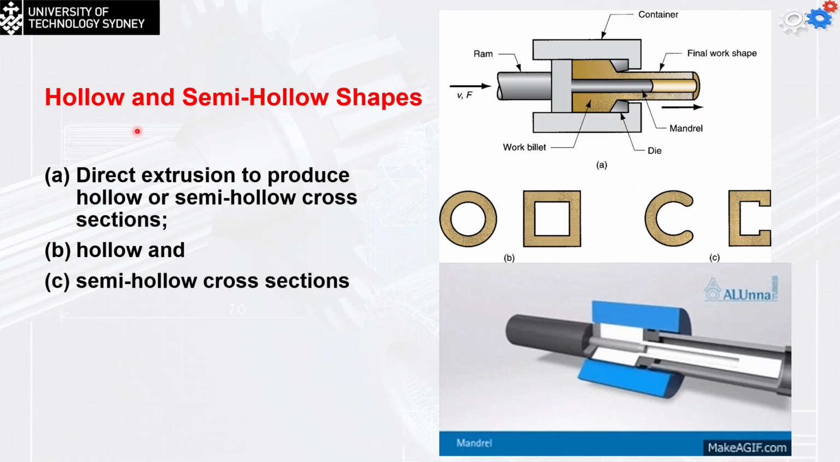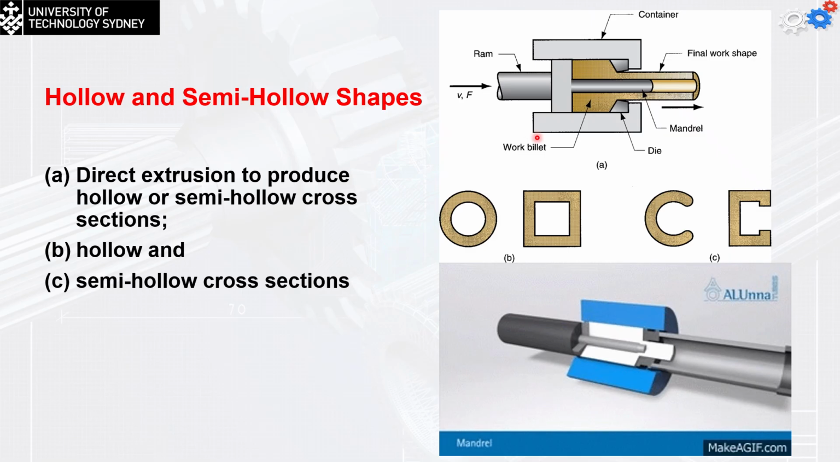We can also make hollow and semi-hollow shapes. If we add a mandrel to the ram, this will cause a cavity within the extruded part, and that is what you can see here. This is direct extrusion to produce hollow or semi-hollow cross sections. You can see that this is the hollow type and this is the semi-hollow cross section.